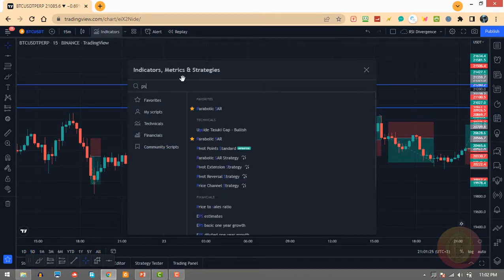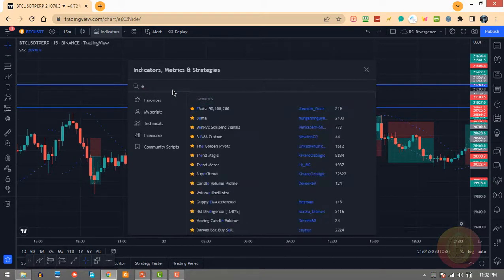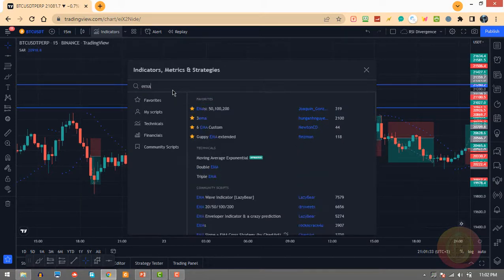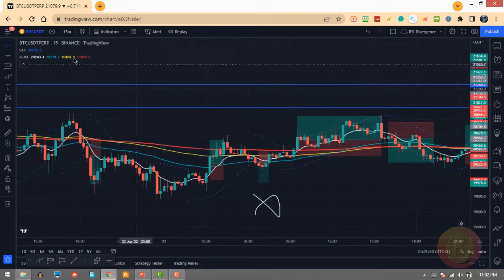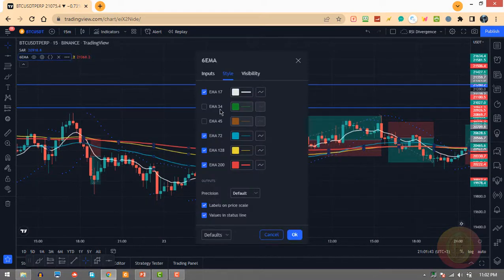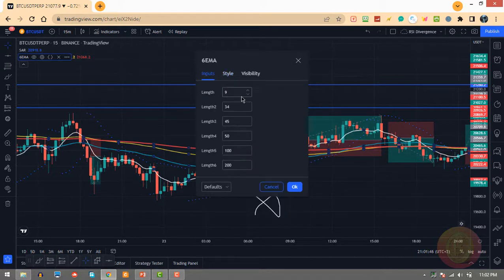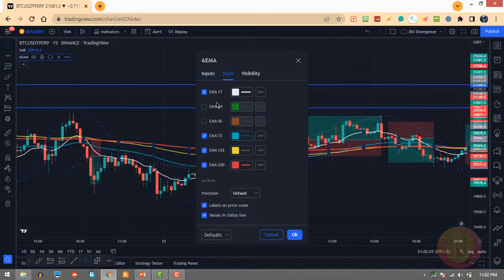First of all, you will select the time frame as 15 minutes and you will select the indicators. The first indicator will be parabolic SAR and the second indicator will be EMA, 6 EMA by Newton CD. Now after selecting these two indicators, we will change the EMA settings. So guys, in this video I will not use EMA for entries, but generally I will tell you why I applied this to our chart. Actually, EMA shows you the general trend of the market.